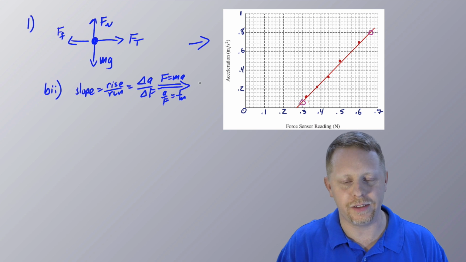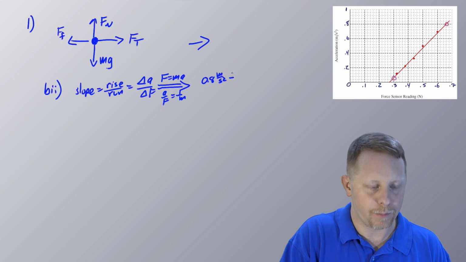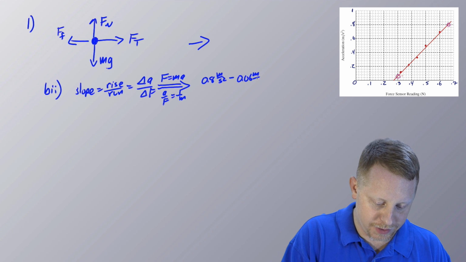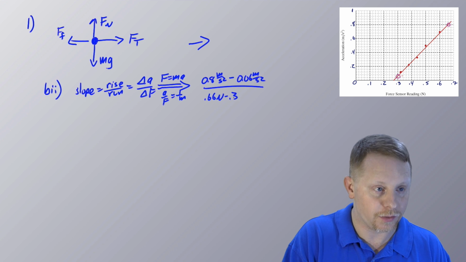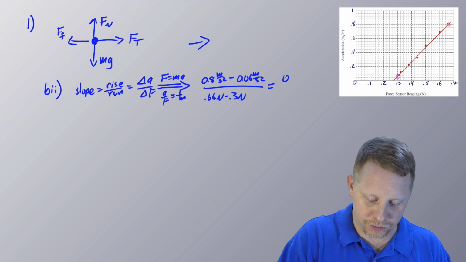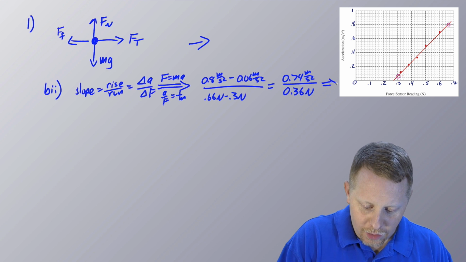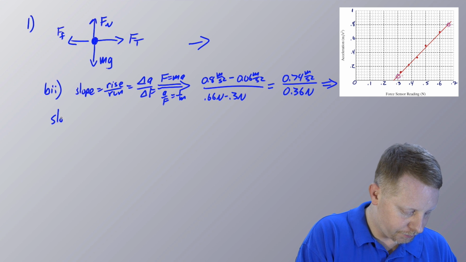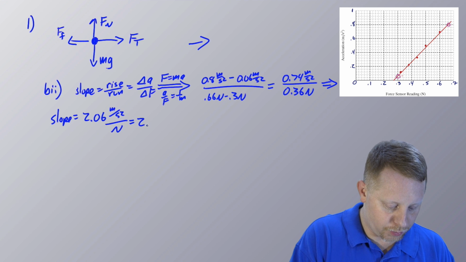Now if I take a couple points on my graph, and I've circled them there so you can see which points I'm using to find the slope, I get 0.8 meters per second squared minus 0.06 meters per second squared divided by our change in force, which is 0.66 newtons minus 0.3 newtons, comes out to be about 0.74 meters per second squared divided by 0.36 newtons, which implies then that the slope is equal to 2.06 meters per second squared per newton, which is 2.06, 1 over kilograms.